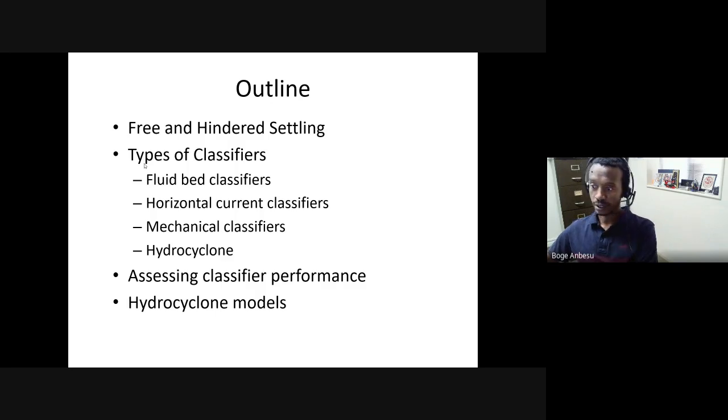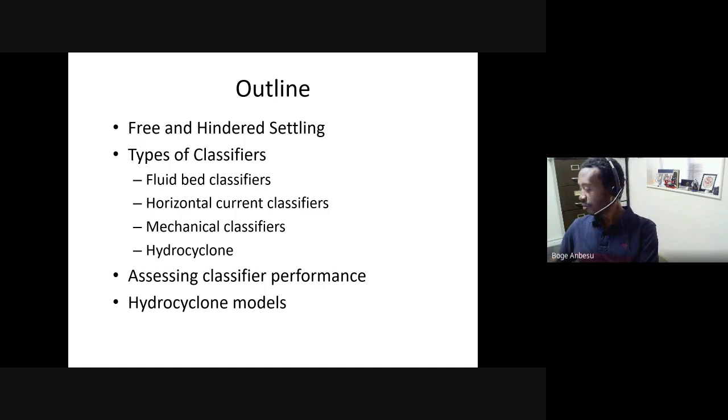Okay, and we started discussing how we can assess screening performance last week. So we'll talk about that a little bit, and we'll do an example on already provided data. If you have a classification happening and you collected data from the underflow and the overflow, how do you assess the performance of a classifier? How do you know whether the classifier is working at the required performance level or not? We'll do a couple of examples on that to see how that's applied.